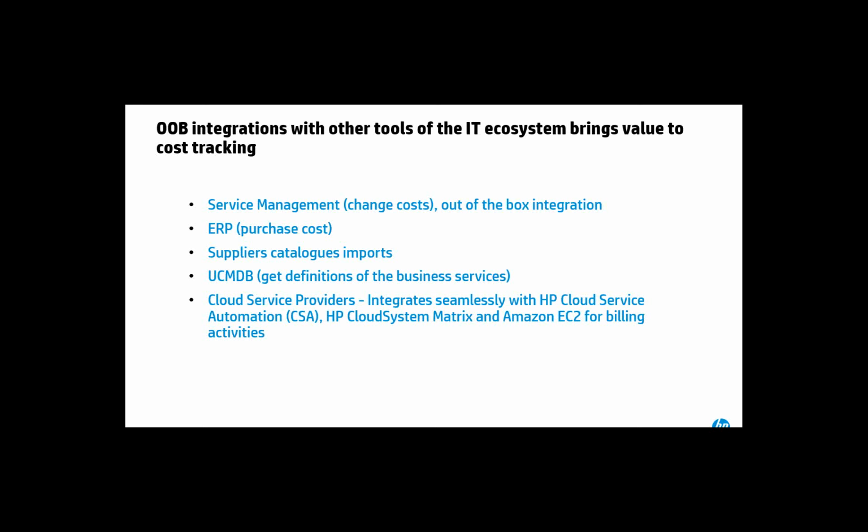So within asset management, we allow you to build out these business services and display them so that you can see, as Mark showed before, all the components that make up your business service. And this could either be done manually, or we can integrate to UC&B, and these could be imported through the integration. We also have integrations to cloud providers, which could be HP Cloud Service Automation or Cloud System Matrix or Amazon.